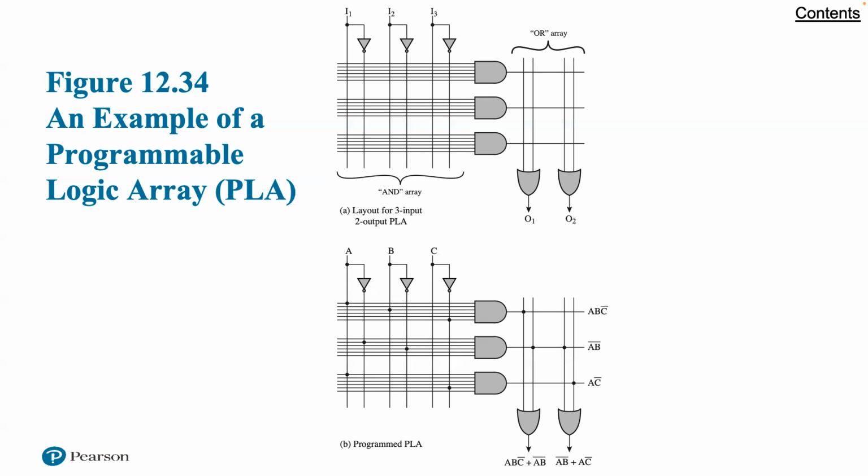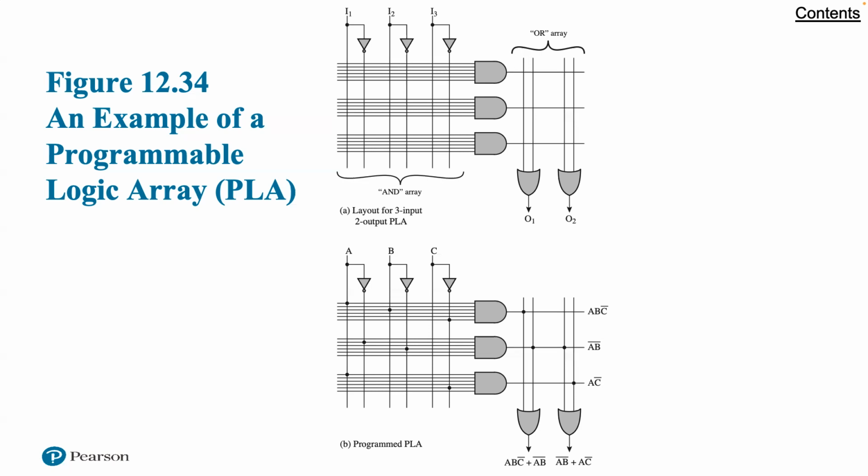PLAs are manufactured in 2 different ways to allow programming, that is, making connections. In the first, every possible connection is made through a fuse at every intersection point. The undesired connections can then be later removed by blowing the fuses.